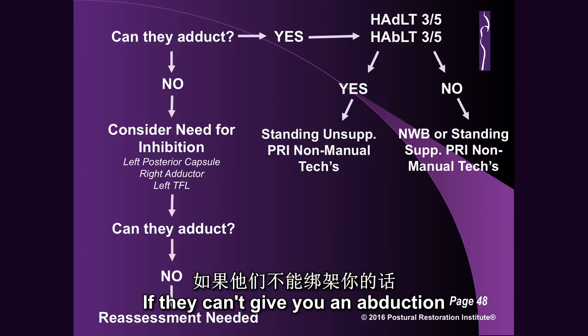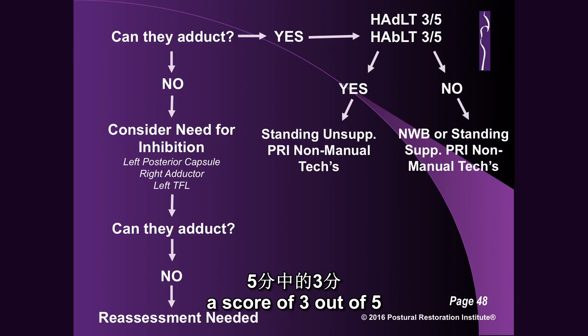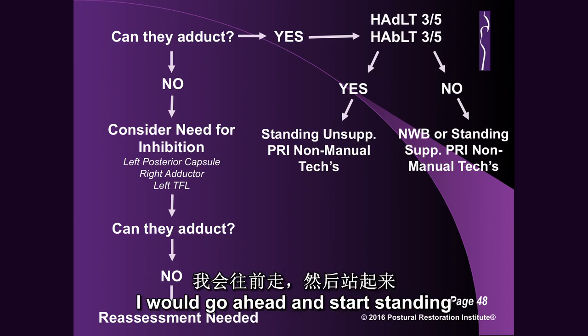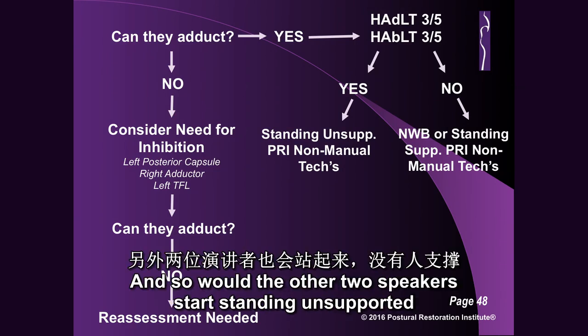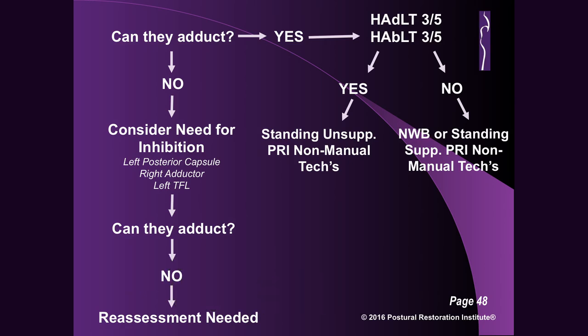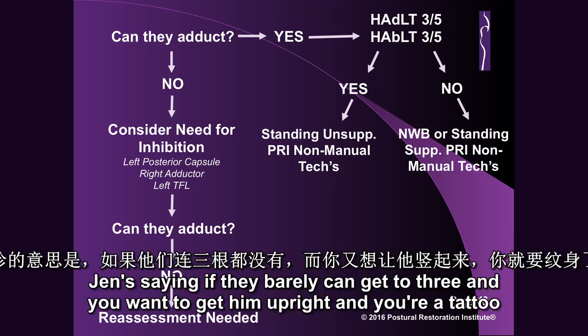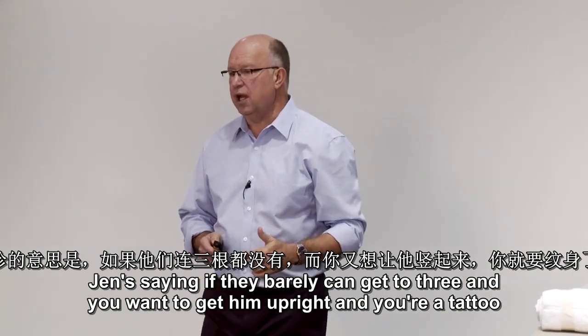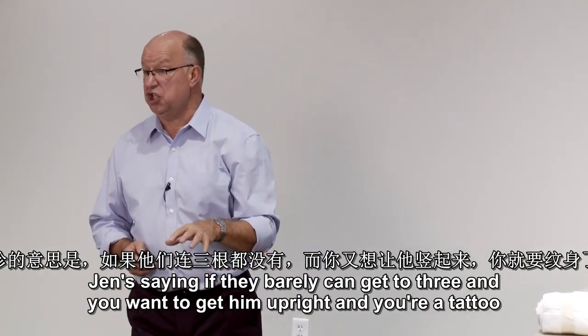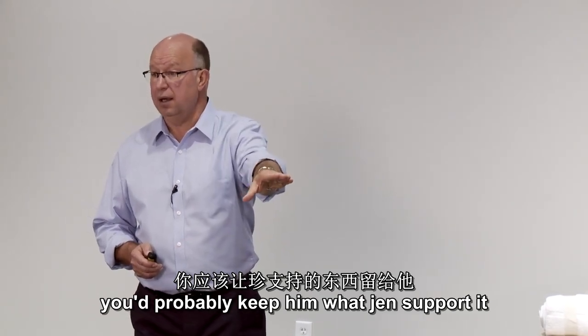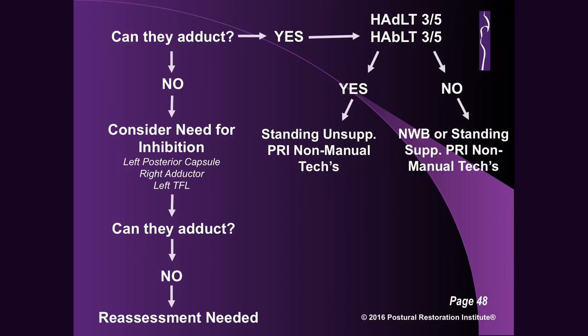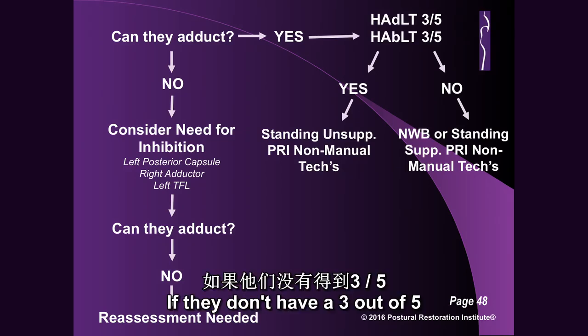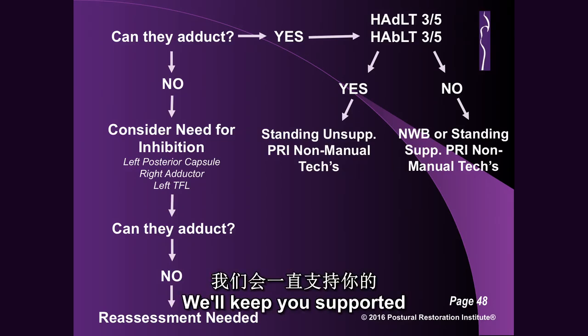If they can't give you an adduction lift score of 3 out of 5, I would go ahead and start standing, and so would the other 2 speakers, start standing unsupported PRI non-manual techniques. Jen's saying if they barely can get to 3 and you want to get them upright and you're at a 2, you'd probably keep them what, Jen? Supported. If they don't have a 3 out of 5, that's what Jen said. We'll keep you supported.